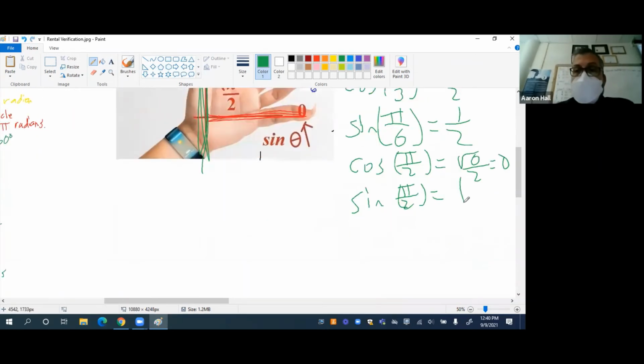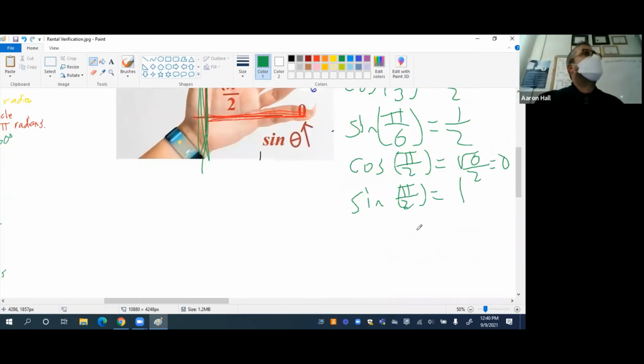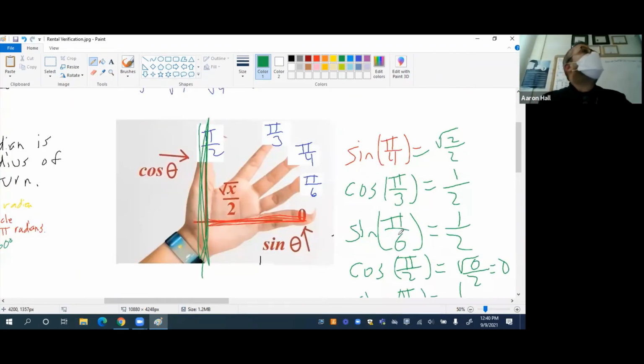Does everybody understand how to use the hand trick? If you are confused, where can you go as a resource to learn the hand trick? Canvas. I have it on Canvas. I think it's that important that I have it on Canvas. So if you're not sure how to do this, go back to Canvas and watch the video on how to do the hand trick. Is everybody good with the hand trick? Can we move on? Okay.